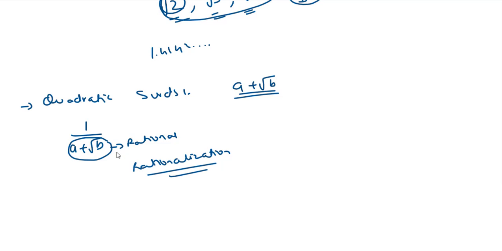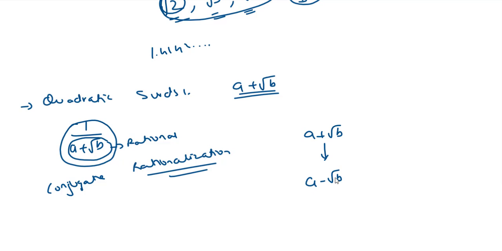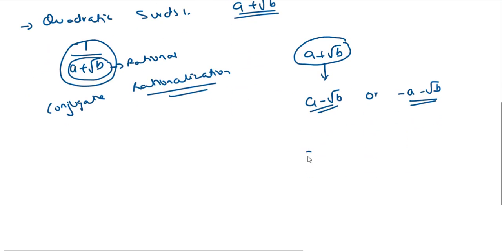To carry out rationalization, we'll have to multiply this surd by its conjugate. For any surd of the form a plus square root b, its conjugate values will be given by a minus square root b or minus a minus square root b. So these are the conjugate values of a surd of the form a plus square root b. In case of a surd of the form a minus square root b, its conjugate value will be a plus square root b or minus a plus square root b.